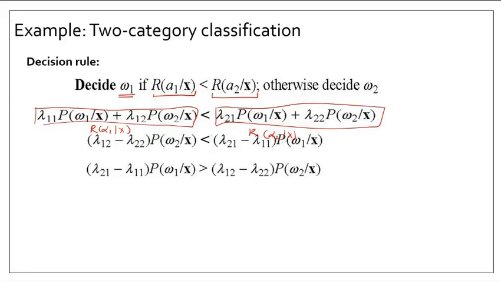Now by a little rearrangement of the terms, you can rewrite this equation, let us say 3, as 4. What we have to do is take the similar terms to one side and then group them according to the probability of omega 2 given x and the probability of omega 1 given x. I hope you can do this. And then again, by multiplying by -1, you will get equation 5.